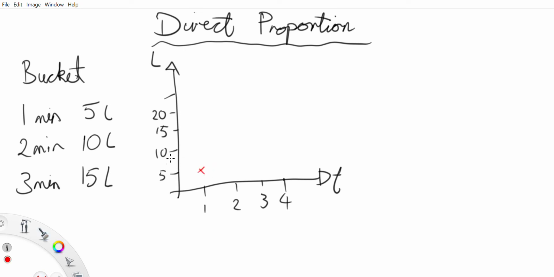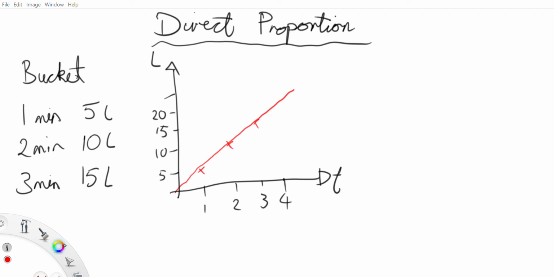At 1 minute there's 5. At 2 minutes there's 10. At 3 minutes there's 15. And then of course at 0 minutes the bucket would be empty. So from there we can create a line.